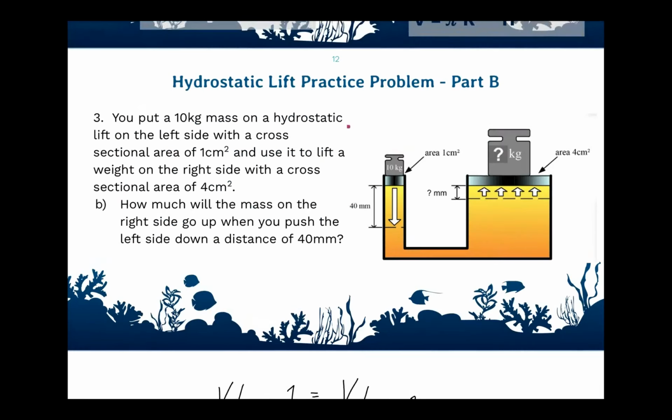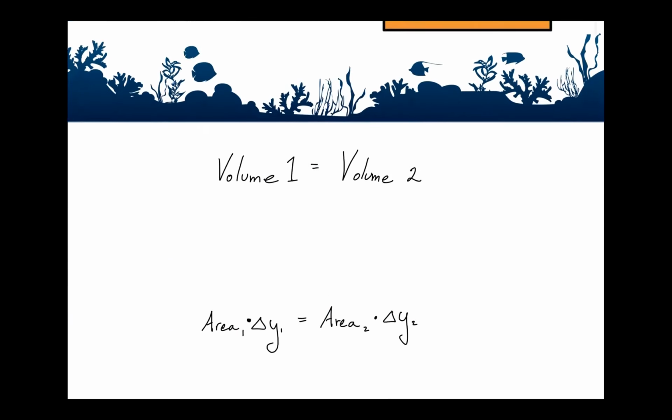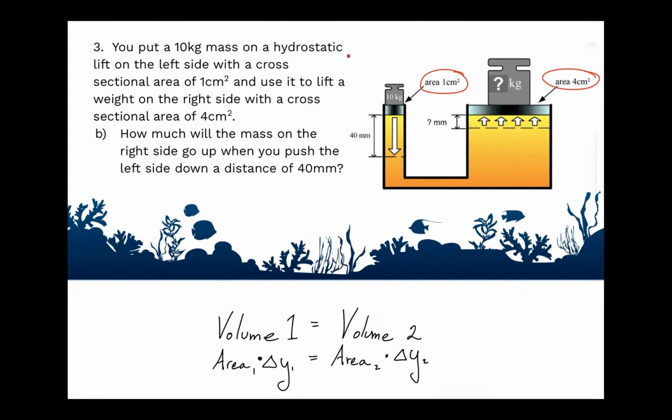So for this, we're going to use that for part B, it says how much will the mass on the right side go up when you push the left side down a distance of 40 millimeters? Well, the two volumes have to be the same. And we're given the cross-sectional areas of 1 centimeter squared and 4 centimeters squared. So I'm going to think about volume as the cross-sectional area times that change in height. So I get the area 1 times the change in height of 1 is equal to area 2 times the change in height of 2.